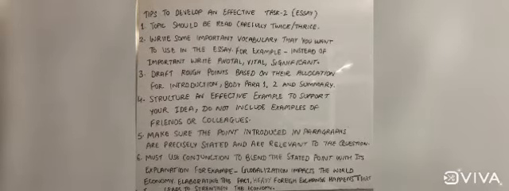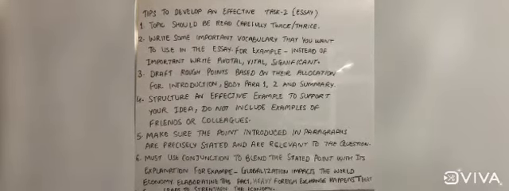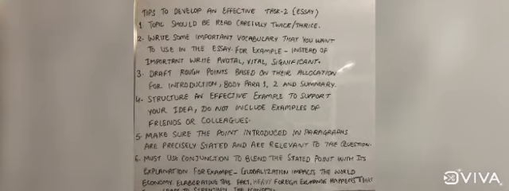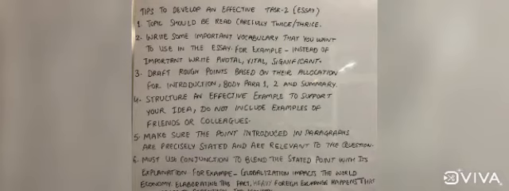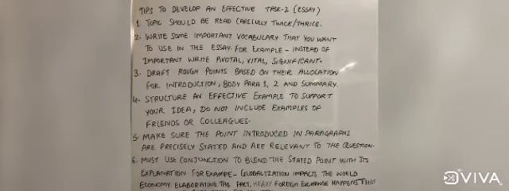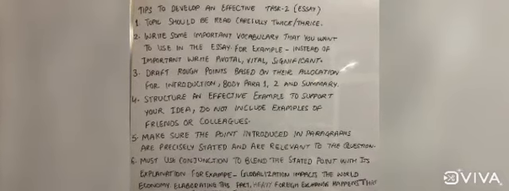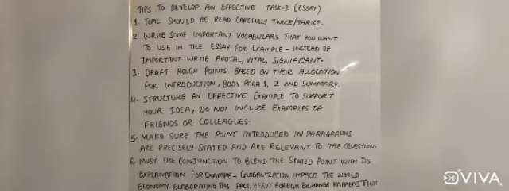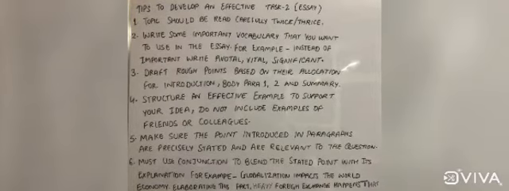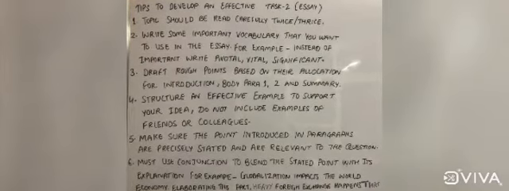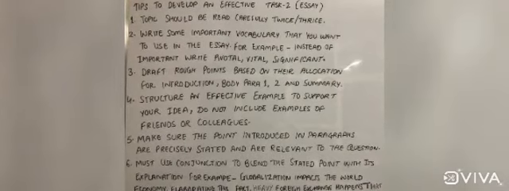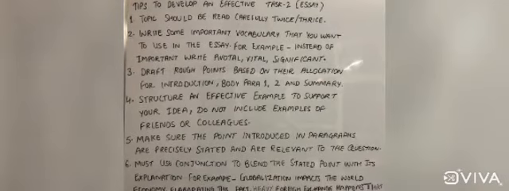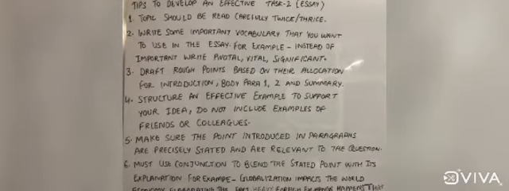And the third tip for writing task 2 is you have to draft rough points based on their allocation. Suppose for the introduction, you have to write a few lines or a few ideas that should be used for the introduction itself, then for body para 1, body para 2 and for the summary. So nothing should be repeated again in order to get the best out of the test.